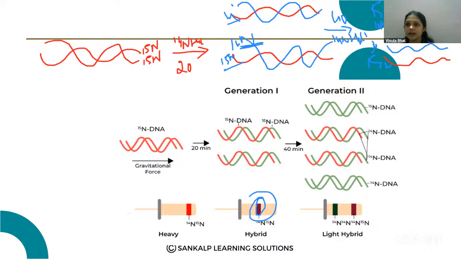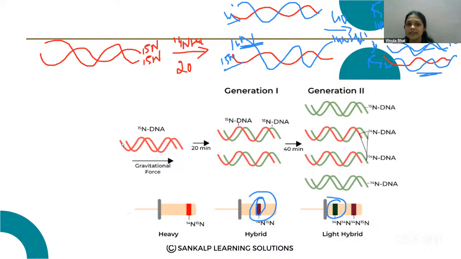Again a new strand is synthesized, which is also 14N, and it is also 14N. Here two DNA molecules are hybrid, and these two have both strands with 14N, that is the light. So it is showing the light in the density gradient.